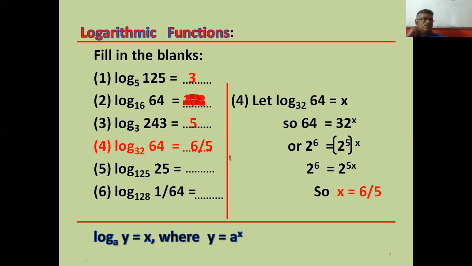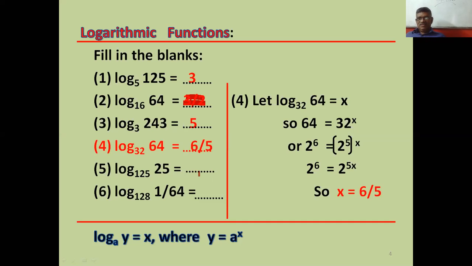Log 25 to the base 125. Who will tell me the answer? I am waiting for your response. You can use your pen and paper. Log 25 to the base 125. 2 by 3. That's right.